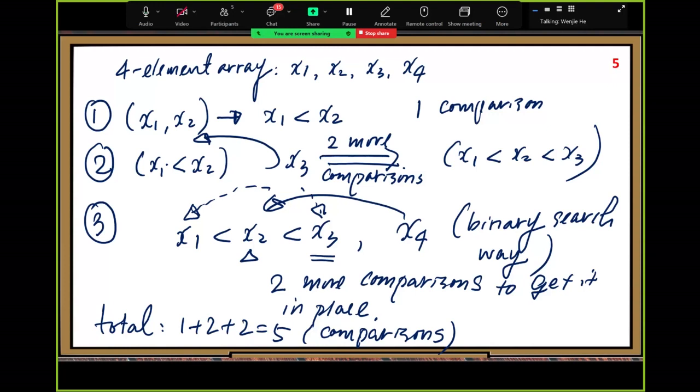That's the solution. Later I will show you that this 5-comparison solution is optimal. Today I give you this solution first, and next time I will give you the solution for sorting a 5-element array. So we finish the class today.